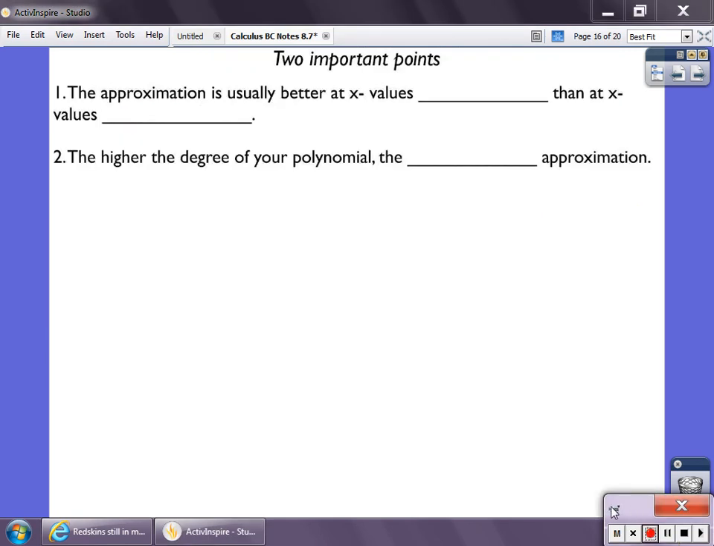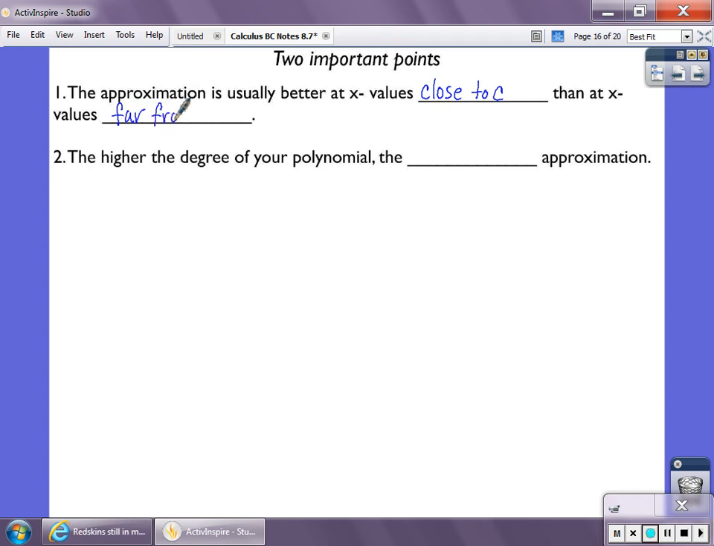Just two important points. The approximation, again, is usually better at x values close to c, close to where you're centered, than at x values far from c. That was the point of the last example there. And again, the higher the degree of your polynomial, the better the approximation. Think back to the sine example that I gave you, and how the more terms we added, the closer and closer the graph mimics sine.